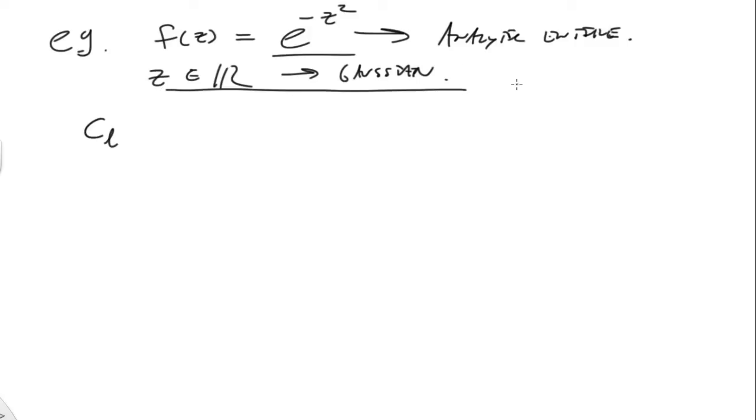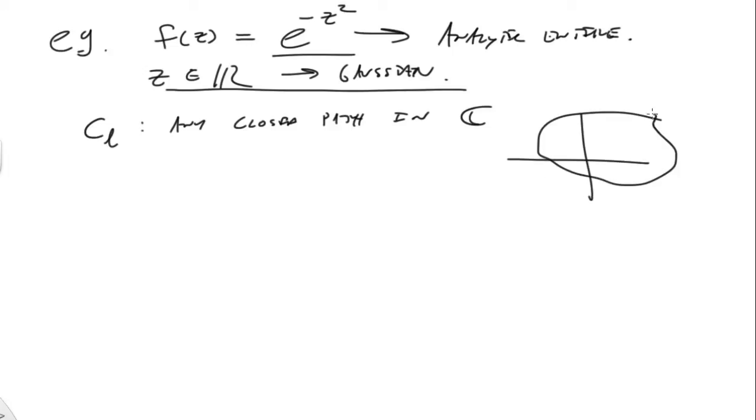Because it's a composition of analytic functions. And this is a very important function. It's a Gaussian. So if I take any closed path in the complex plane, here's my complex plane, here's my path, going around like that. The question then is, I want to compute the integral over C of e to the negative z squared dz.